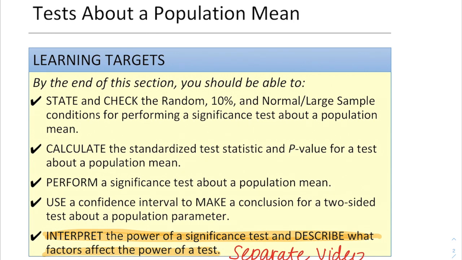So we're going to do this lesson in 2 videos. One video is going to be the first 4 learning targets here: stating and checking our conditions, calculating the test statistic and the p-value, performing the test, and then using a confidence interval to make a conclusion for a 2-sided test. A separate video is going to be on the power of a test.